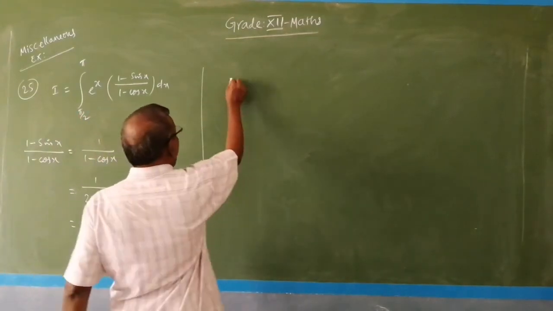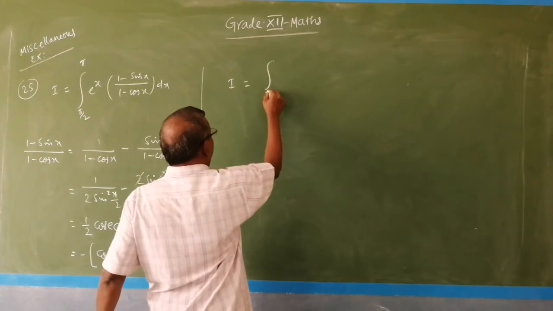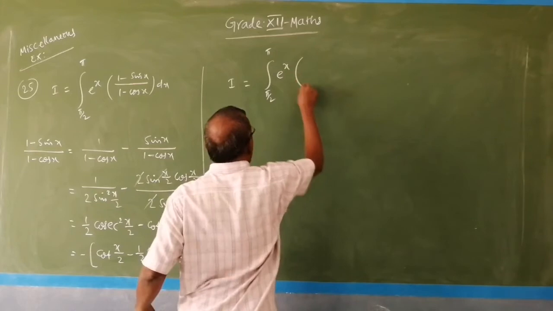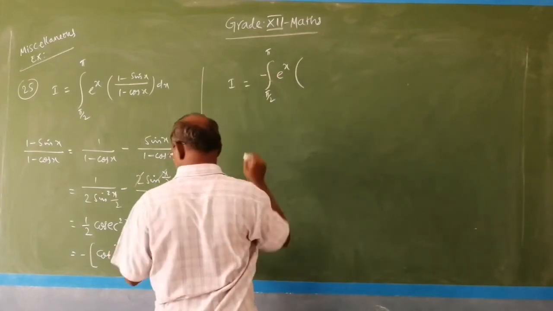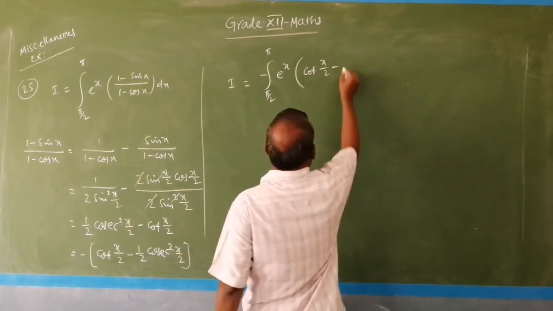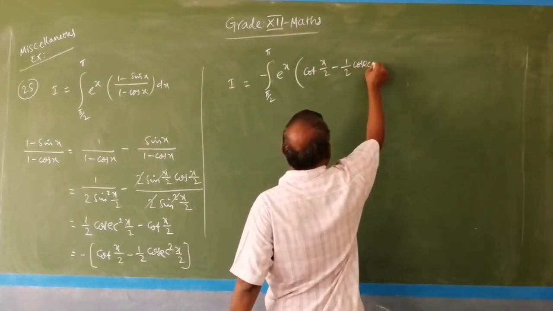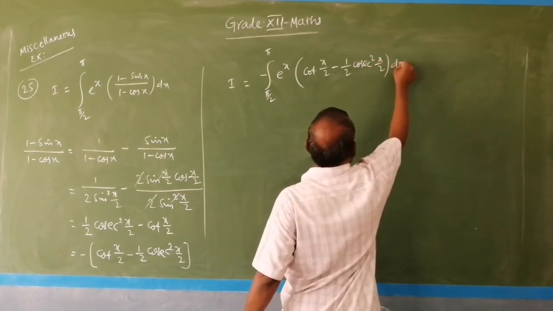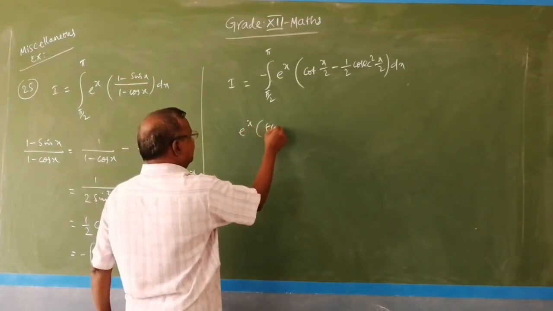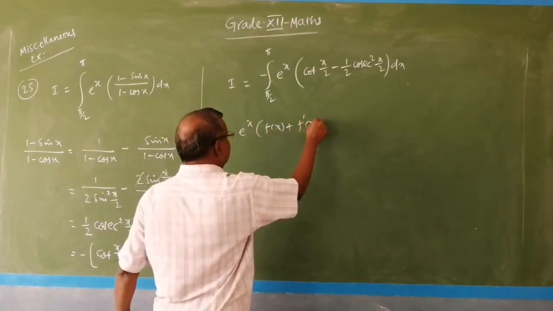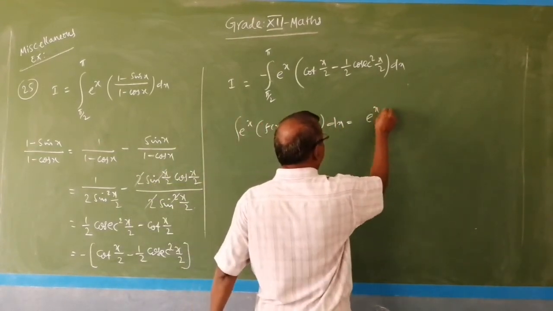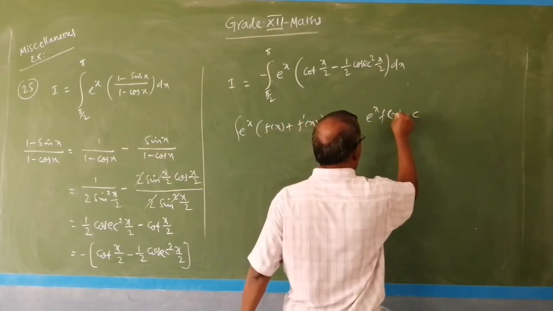So I equals the integral from pi by 2 to pi of e power x into minus cot x by 2 minus 1 by 2 cosec square x by 2 into dx. We know that the integral of e power x into f of x plus f dash of x into dx equals e power x into f of x plus c.